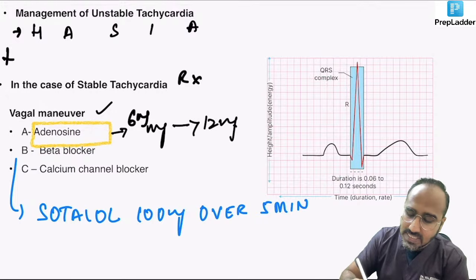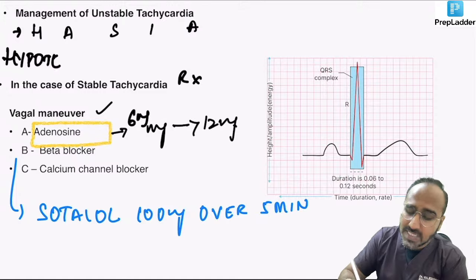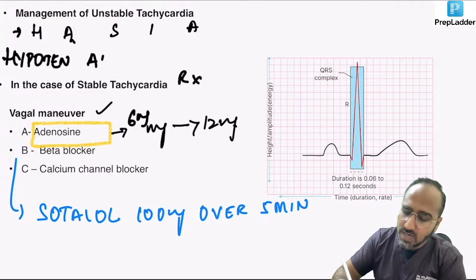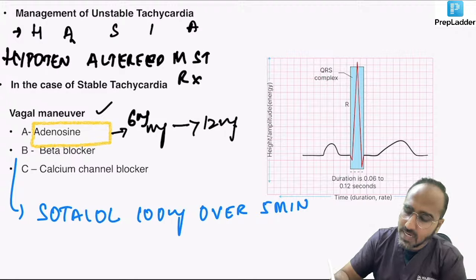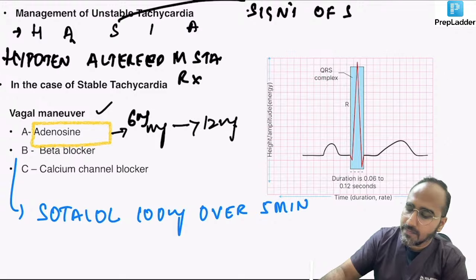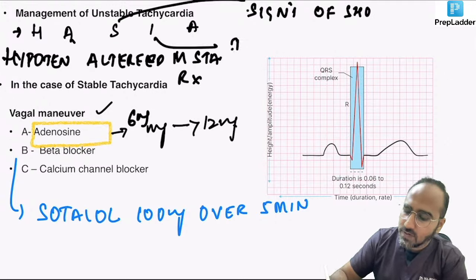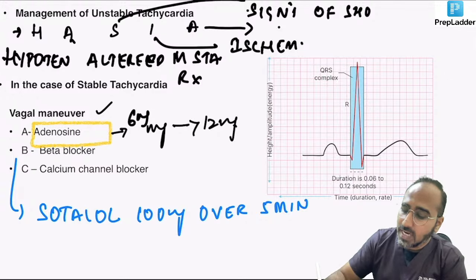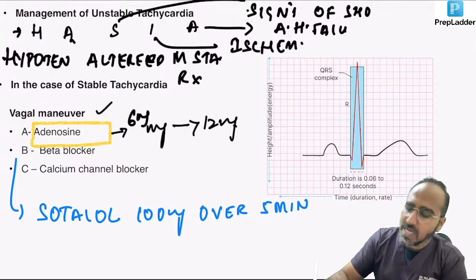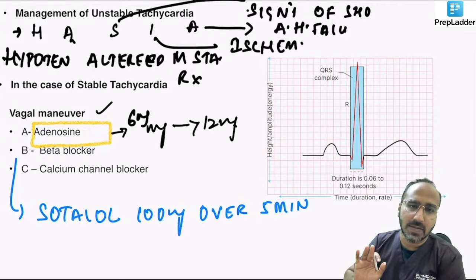HASIA signs. H stands for hypotension. If the patient is having hypotension and tachycardia, that is unstable tachycardia. Next, A stands for altered mental status. Tachycardia and altered mental status means the patient is having an unstable tachycardia. S stands for signs of shock. I stands for ischemic chest discomfort and tachycardia. That is also a sign of instability. A stands for acute heart failure. If the patient is having HASIA signs, he is having unstable tachycardia.